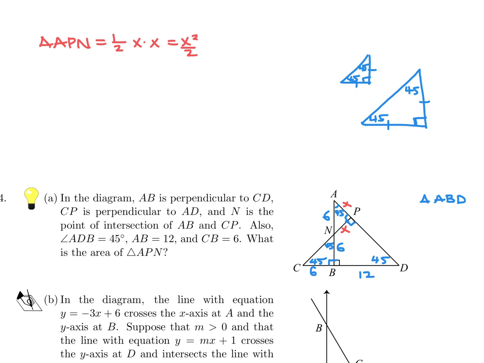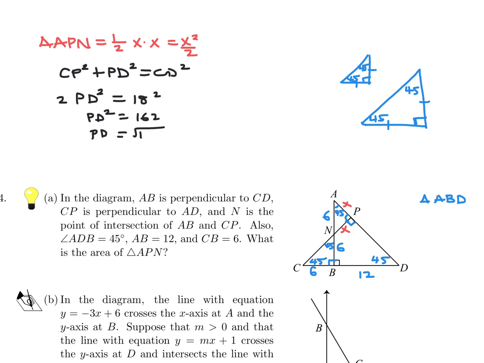So how do we figure out x? I think we have to use a bunch of Pythagorean theorems here. So the first one, well, it doesn't really matter. Let's just use CP squared plus PD squared is equal to CD squared. Now CP and PD would be equal since it's an isosceles triangle. So this is really just PD squared times 2, and CD is 18, right? So PD squared would be 18 squared divided by 2, which is 162, and therefore PD would be the root of 162.